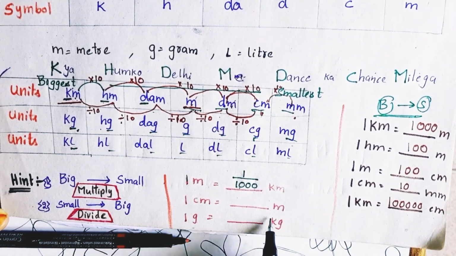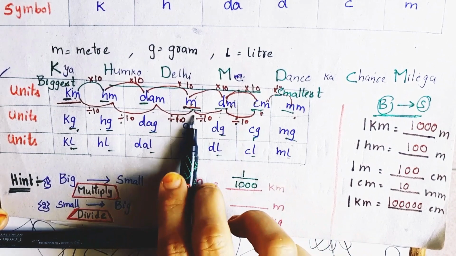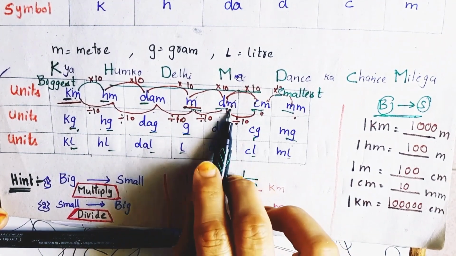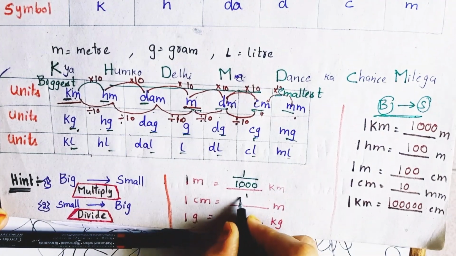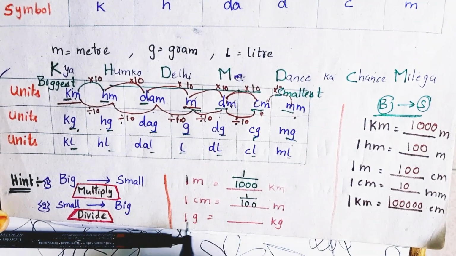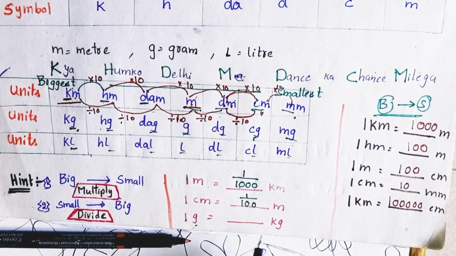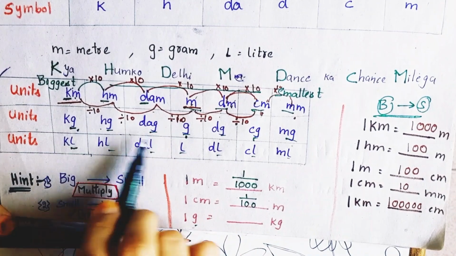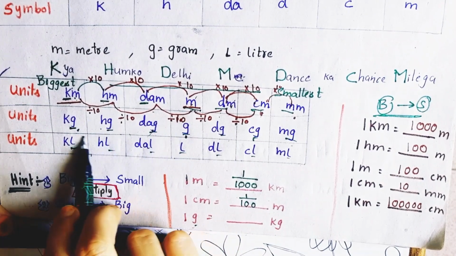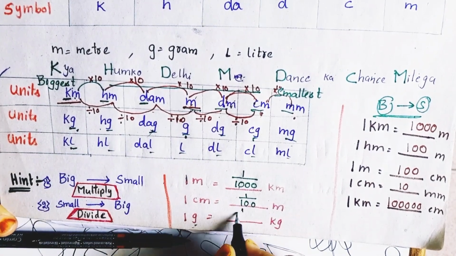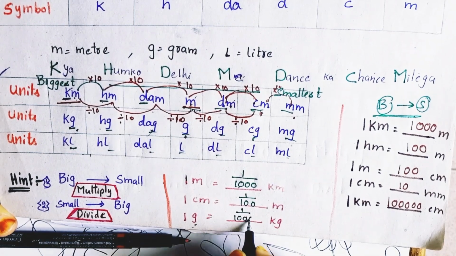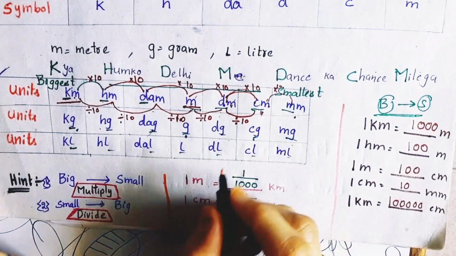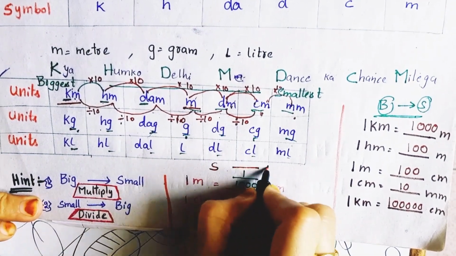Then 1 centimeter equal to dash meters. Centimeter is here, meter is here. So I have to move 2 steps backward. Means 1 centimeter is equal to 1 by 100 meters. Next, 1 gram is equal to dash kilograms. Gram is here and kilogram is here. I have to take 1, 2 and 3 steps. That is 1 upon 1000. 1 gram equal to 1 by 1000 kilograms. Okay, these are the units from smallest to biggest.